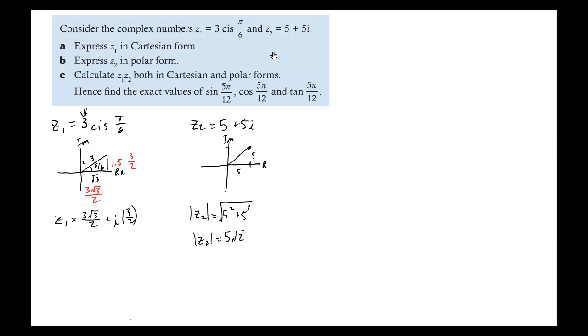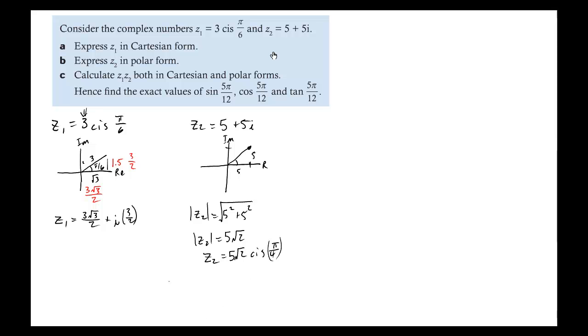So now I've got the modulus. The other thing I need is the argument, the angle. The two sides are the same, which means that has to be 45 degrees, or pi over 4. And so I can write z2 in polar form as 5 root 2 cis pi over 4. All right, so no problem.